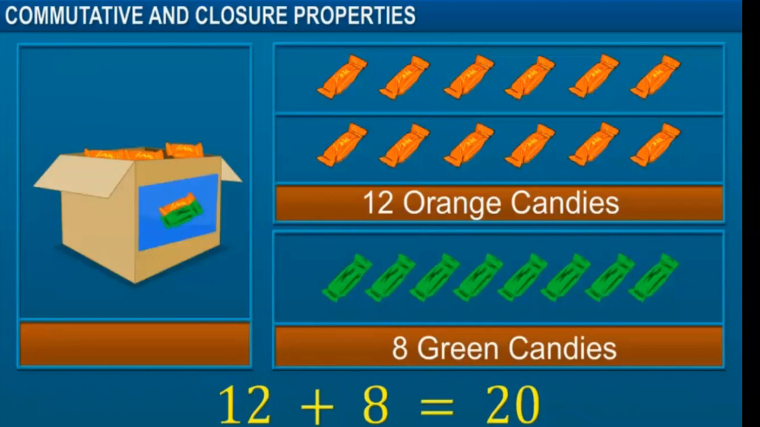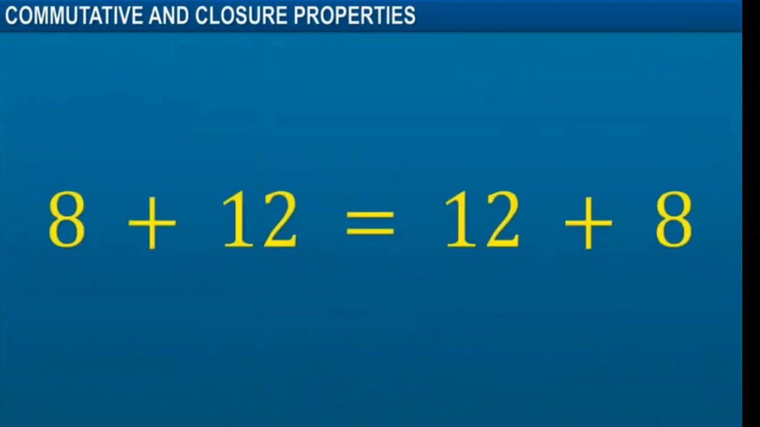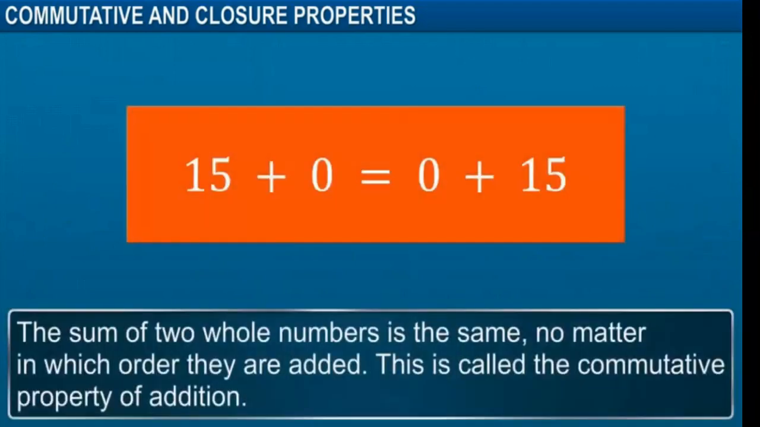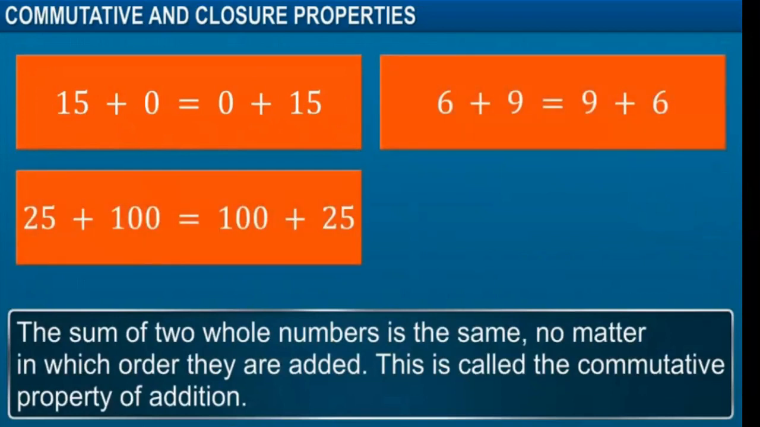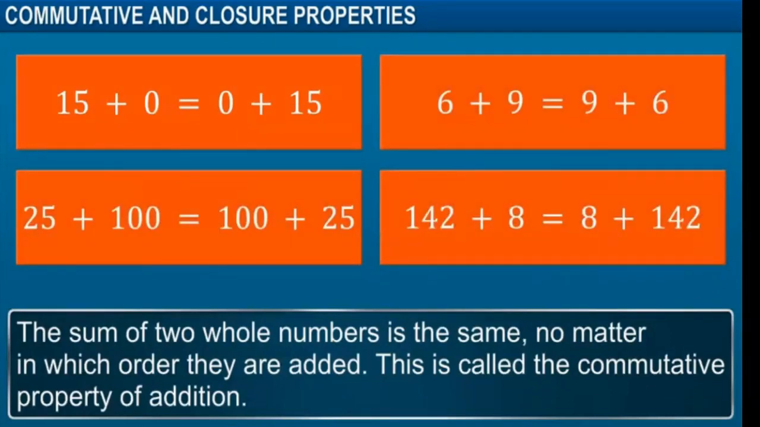Okay, so we will see the video. The total number of candies obtained is still the same. This means 8 plus 12 is equal to 12 plus 8. This is true for all pairs of whole numbers. The sum of two whole numbers is the same no matter in which order they are added.